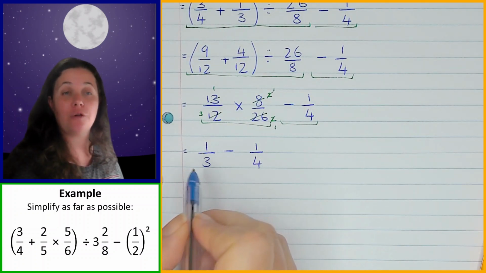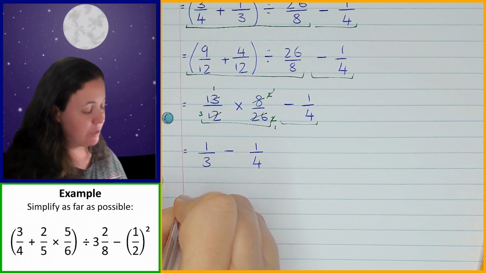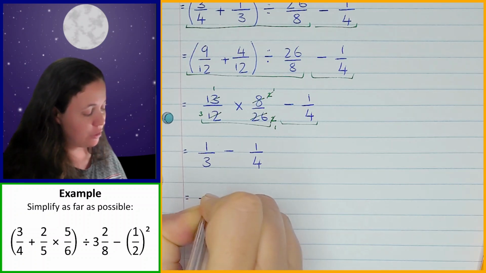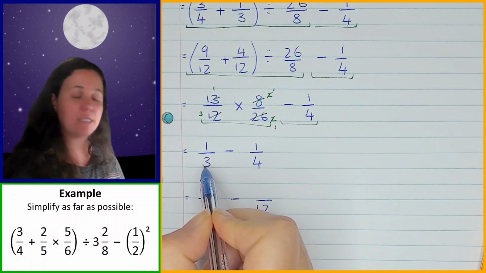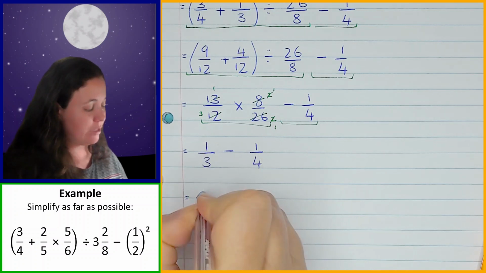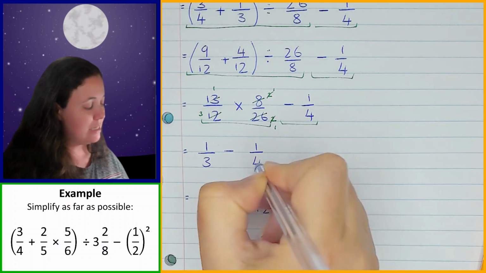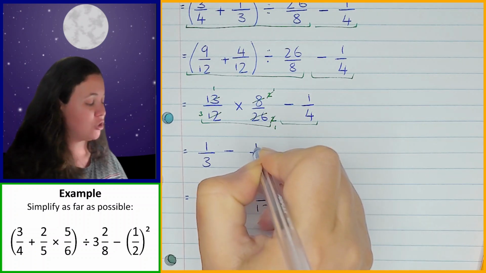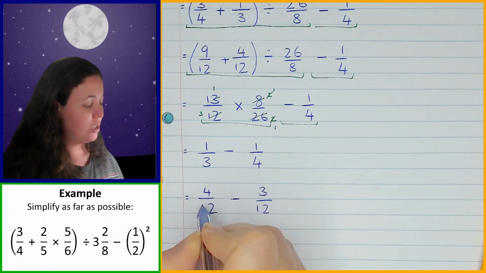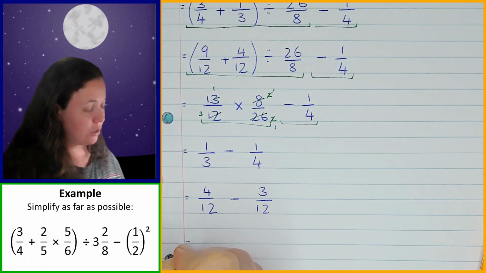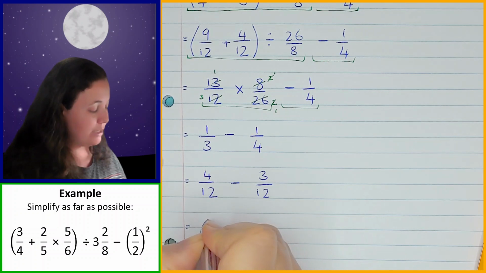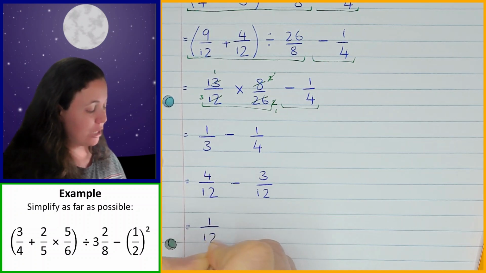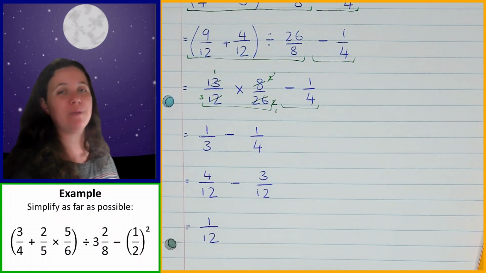Again, my denominators are 3 and 4, so my LCD is going to be 12. So I've got something over 12 minus something over 12. I need to multiply this by 4, so I multiply the top by 4, and that gives me 4 over 12, minus, I multiply this by 3, so I multiply the top by 3, and that gives me 3 over 12. So I've got 4 over 12 minus 3 over 12, which when I simplify the 4 minus 3, that gives me 1, and the 12 stays the same. And I can't simplify that any further, so I'm done with that question.